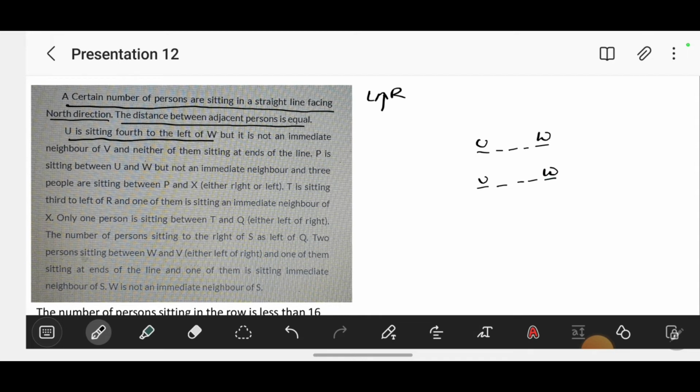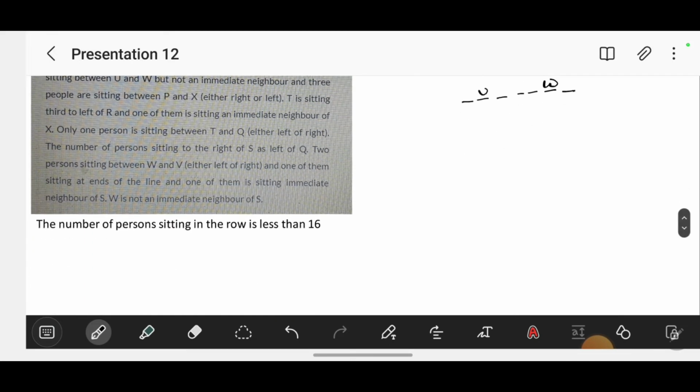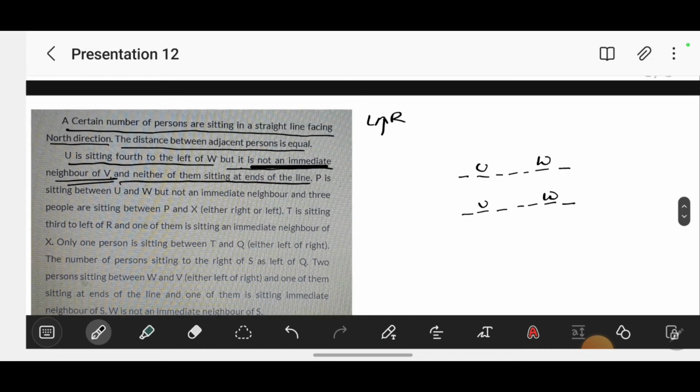Right. Next. But it is not an immediate neighbor of V and neither of them is sitting at the end of the line. That means U and W are not sitting at the end of the line. So there are 2 neighbors for both of them. And he is saying U is not an immediate neighbor of V. Take this condition. V is not an immediate neighbor of U or U is not an immediate neighbor of V, both cases are the same.